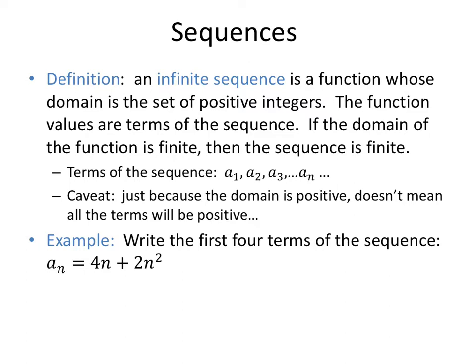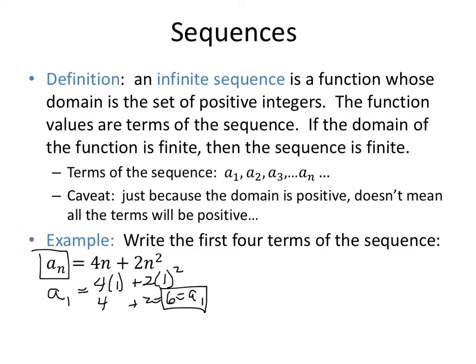So let's do an example here. We're going to write out the first 4 terms of the sequence, and the sequence is going to be defined by a sub n, so a sub however many terms you have, okay? So we want a sub 1, that means we're just going to have 4 times 1 plus 2 times 1 squared. Well, 1 squared is 1 times 2 is 2. So 4 plus 2 is 6. So a sub 1 is 6. A sub 2 is going to be 4 times 2 plus 2 times 2 squared. Well, 2 squared is 4 times 2 again is 8. So 4 times 2 is 8. So a sub 2 should equal 16.